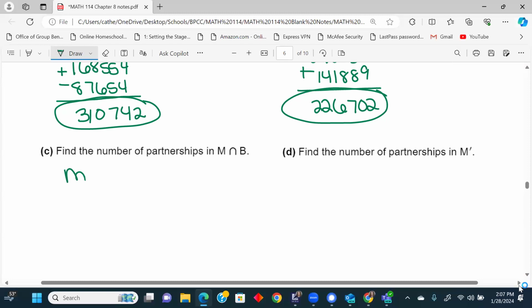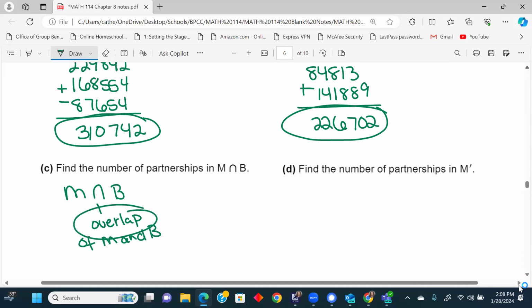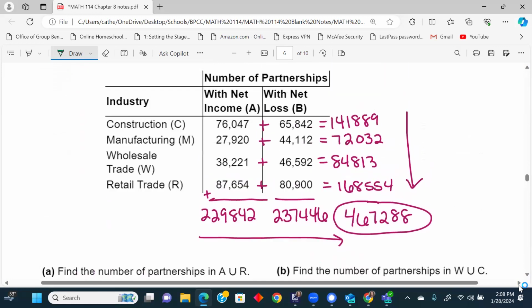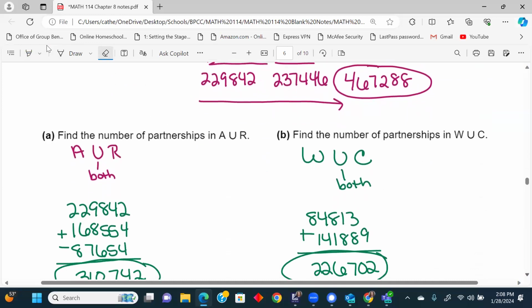All right, C is M intersect B. So we're looking for the overlap of M and B, keyword being overlap. Let's use the highlighter. We have M and B. Our overlap is at 44,112. Okay, the overlap is 44,112.